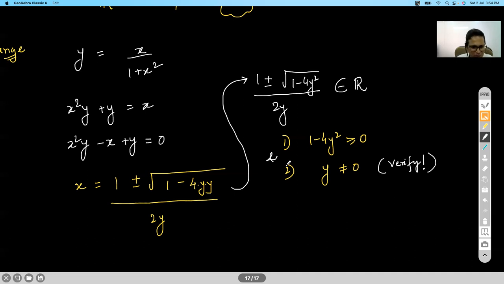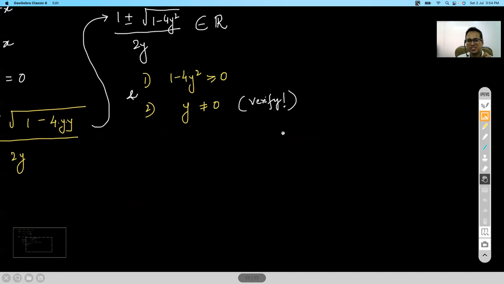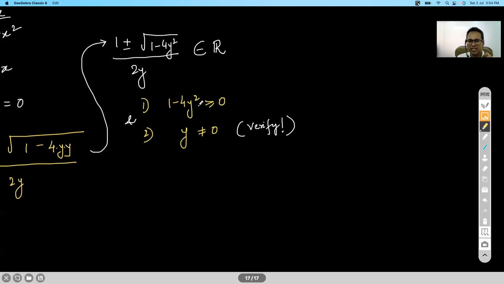Any other restriction that you want to put on y other than these two? No restriction. Okay, cool. Now let's check it out. So if you take this fellow, 1 minus 4y square greater than or equal to 0. So I'm now factorizing it like this.